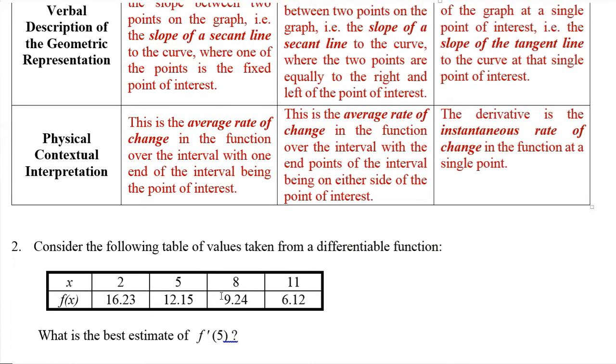in this table, so we assume that we have a function here that has a derivative everywhere, or at least between 2 and 11, okay? If it has a derivative, what is the derivative at 5? What is f prime of 5? Well, we don't have enough information really to figure this out from the table, but we can approximate it.